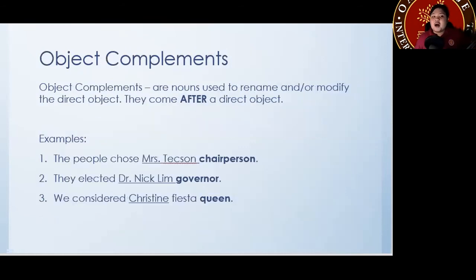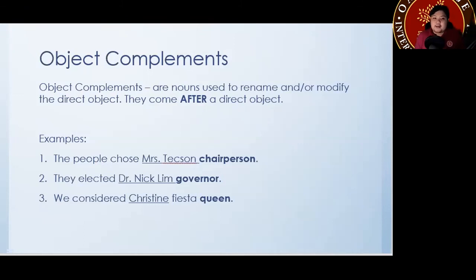Next, you have object complements. Now, for object complements, guys, this is also new. Now, they work like subject complements, but instead of renaming or completing the subject, they would rename or modify or complete the direct object. Now, object complements are very unique because certain verbs only create object complements. So verbs like choose or elect, consider or made, stuff like that. Those verbs would only create object complements. Now, here's how it looks.